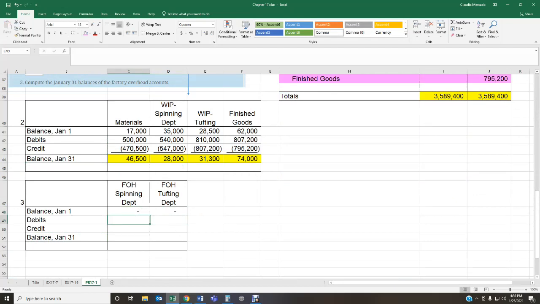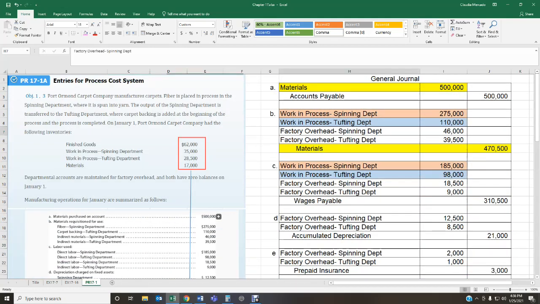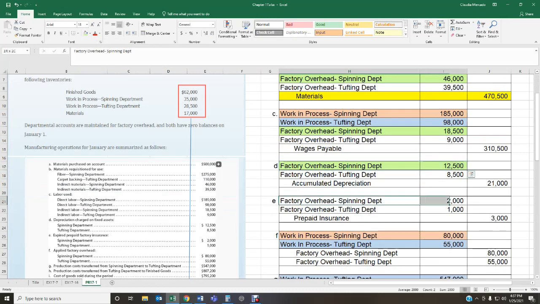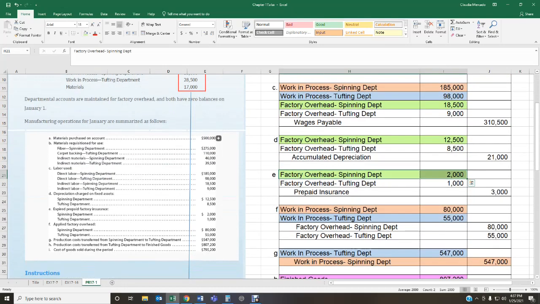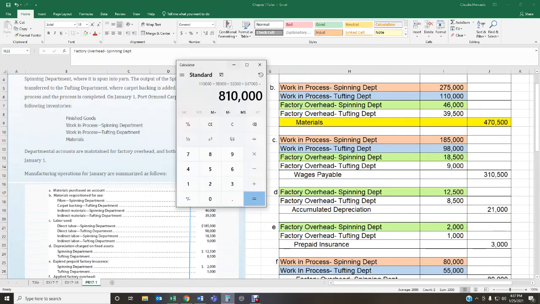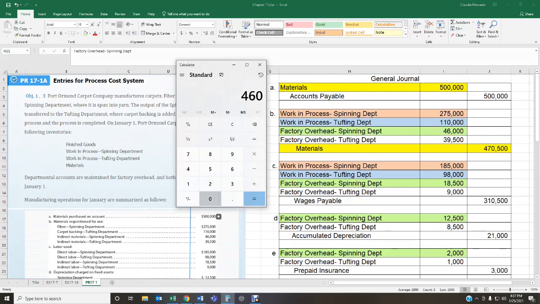Okay. Now we're going to locate my factory overhead for the spinning department, and we're looking at the debits. Factory overhead spinning, and we're looking at the debits. Okay. So I've got 1, I've got 2, I've got 3, I've got 4, and those are the only debits. So we've got 4 debits. Those are my greens right now. I'm going to add 46,000 plus 18,500 plus 12,500 plus 2,000. That is 79,000 in debits.